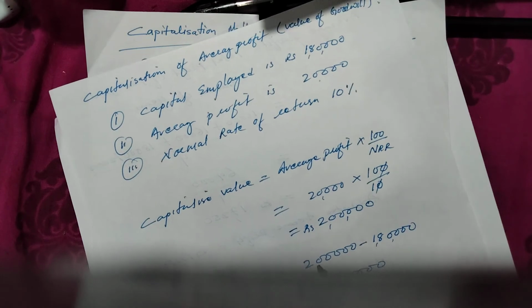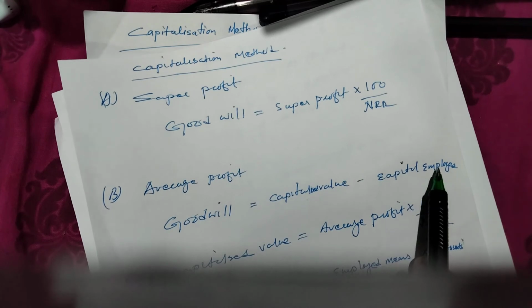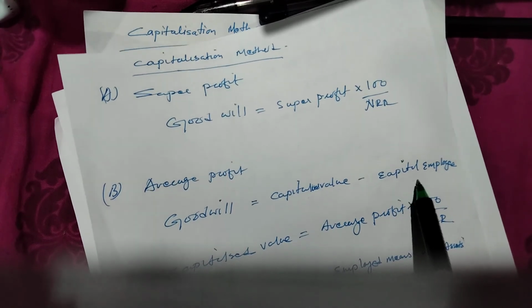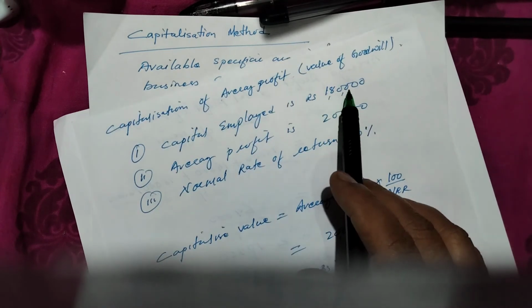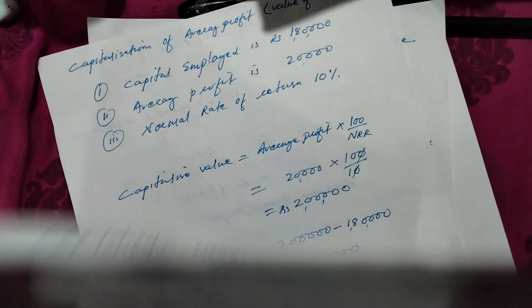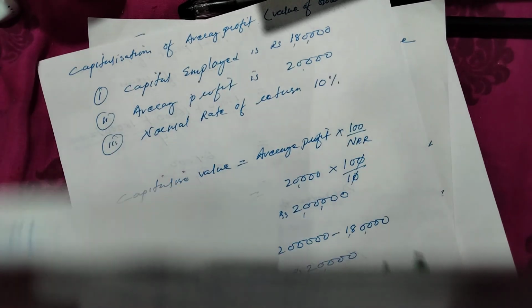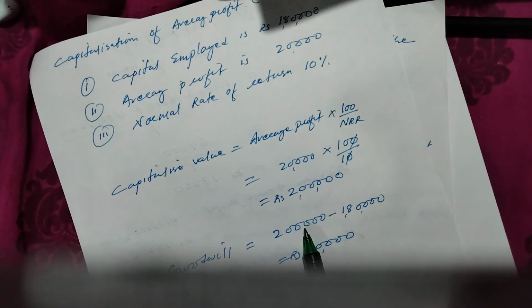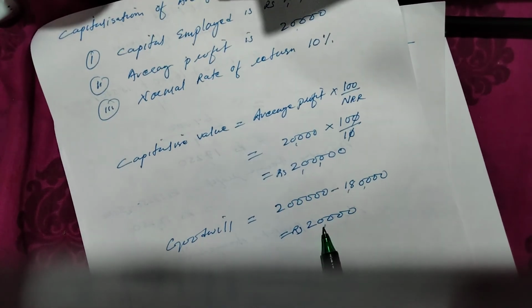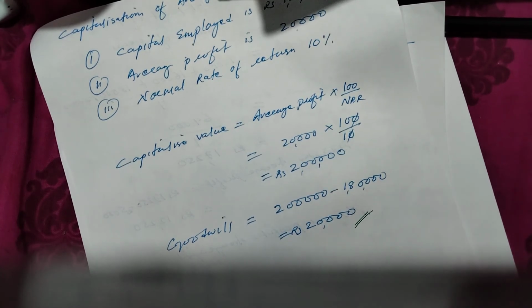And the goodwill is equal to capitalized value minus capital employed. You have to see in your question whether capital employed is given. Capital employed is 1,80,000. So capitalized value is 2 lakh and capital employed is 1,80,000. When you deduct 1,80,000 from 2 lakh, it will be 20,000. So 20,000 is goodwill from the capitalized value of average profit method.